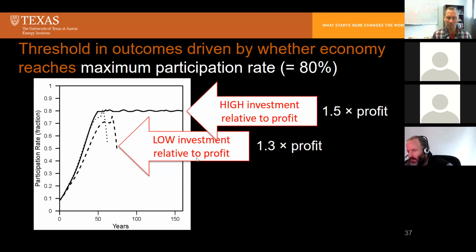If you have a high investment relative to profit, say 1.5 times the net profit, then you essentially do reach the maximum participation rate, and you end up with this labor constraining situation in terms of producing output. And then with low investment, you never end up in a labor constraining situation. You're always constrained by the quantity of capital that you have, and so you keep trying to invest in capital. So the next slides will explain this in more detail, but this is an important point to look at.